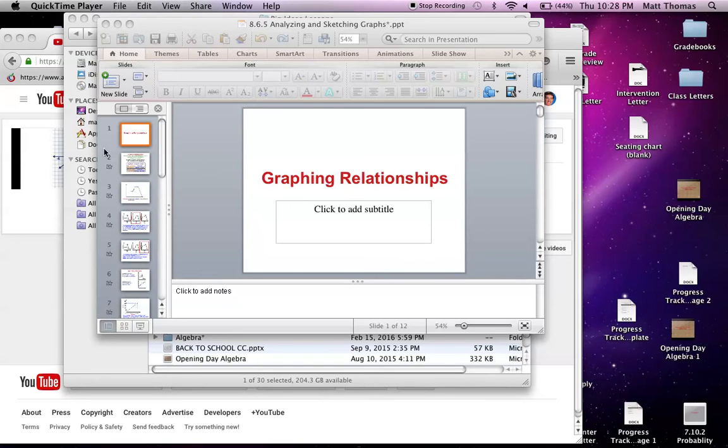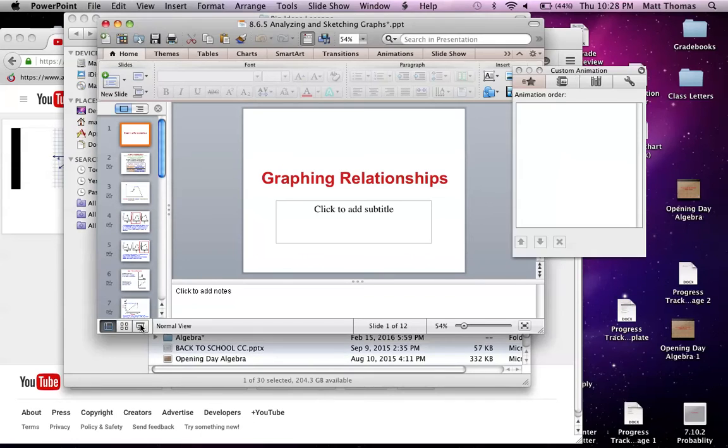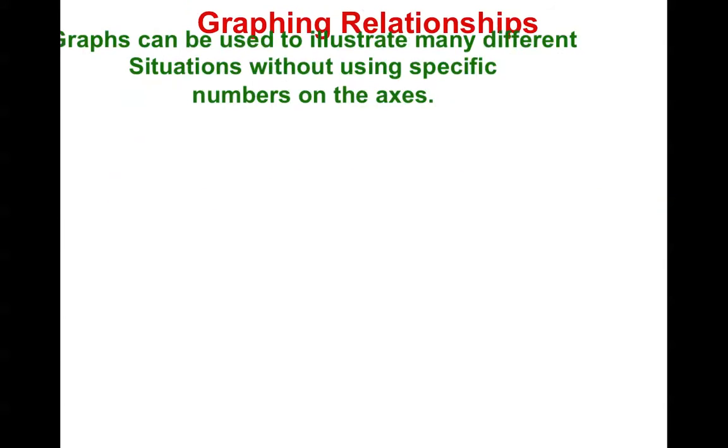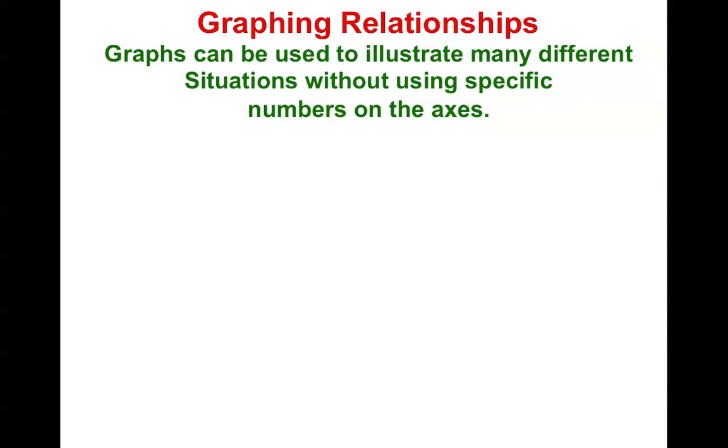All right, everyone. So we've spent the chapter talking about graphing relationships, so let's take it to the final step. Here we go. So graphs can be used to illustrate different situations without using specific numbers on the axes.